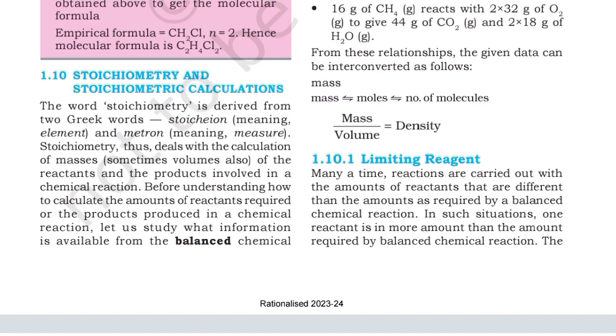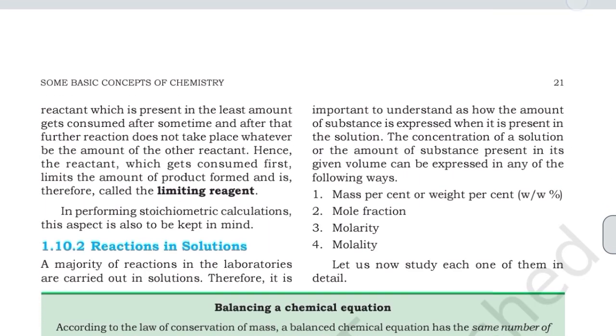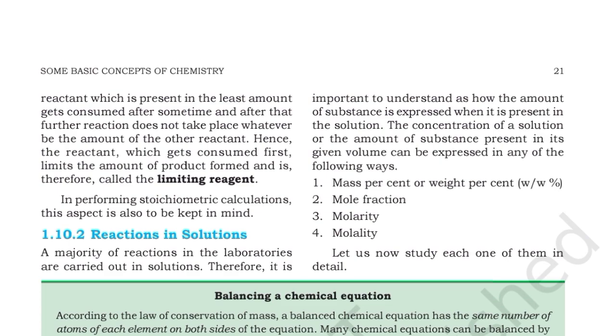Limiting reagent. Many a time reactions are carried out with the amounts of reactants that are different than the amounts as required by a balanced chemical reaction. In such situations, one reactant is in more amount than the amount required by the balanced chemical equation. The reactant which is present in the least amount gets consumed after some time, and after that further reaction does not take place, whatever be the amount of the other reactant. Hence, the reactant which gets consumed first limits the amount of product formed and is therefore called the limiting reagent. In performing stoichiometric calculations, this aspect is also to be kept in mind.